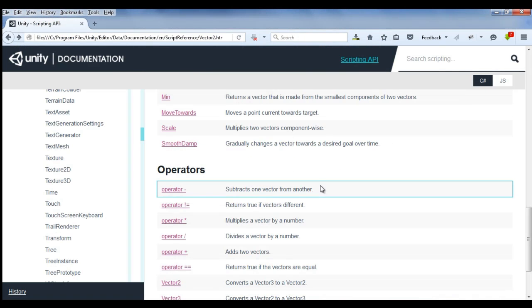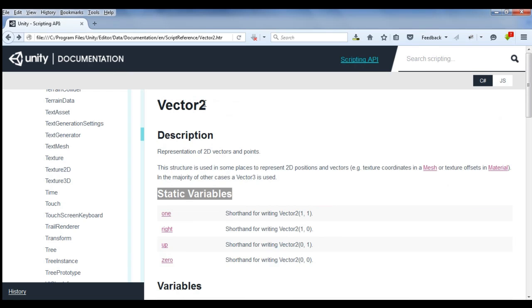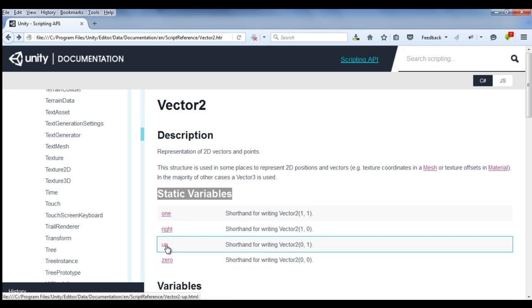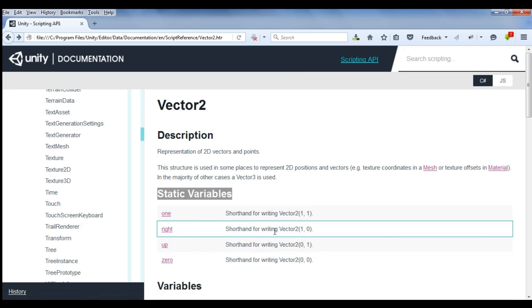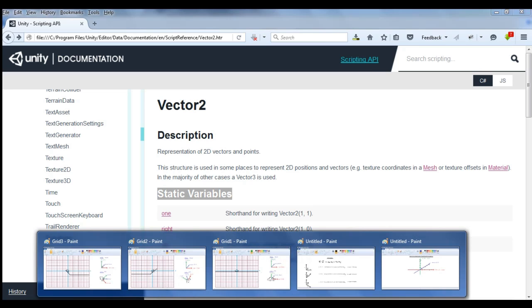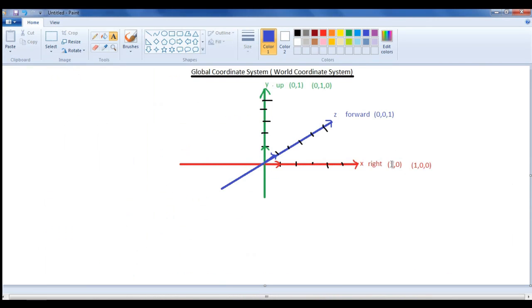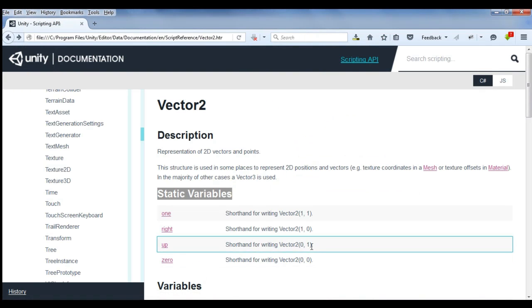If you see the documentation here, we have a Vector2 structure. There we have the right vector and up vector. You can see here shorthand for writing Vector2(1, 0). The right vector has the value x 1, y 0. That is what I have explained here. The right vector has the x value 1, y value 0, right? And up vector has x value 0, y value 1. And you can see in the documentation also the up vector has the x value 0, y value 1.